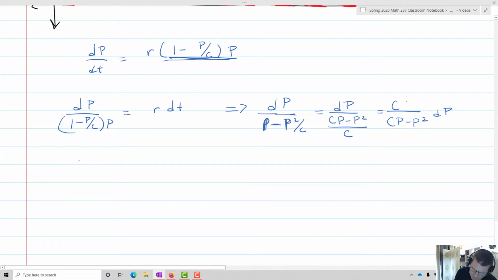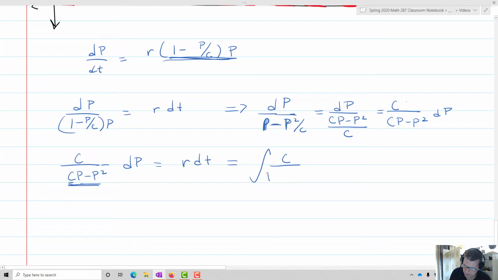So now what that gives me is c over c p minus p squared dp equals r dt. And so what we can see is we're now fully separated. Okay? Now I'm going to take the integral of both sides, and when I take that integral, I'm going to separate out this bottom term in just a moment. So it's going to end up giving me the integral of c over p times c minus p dp equals the integral of r dt.